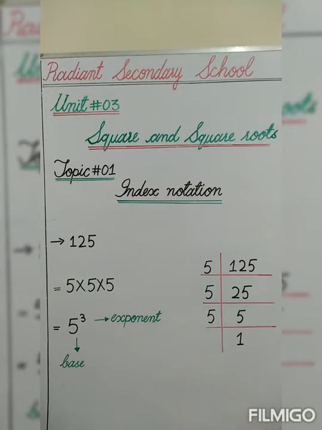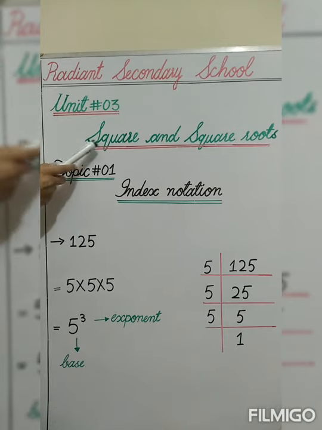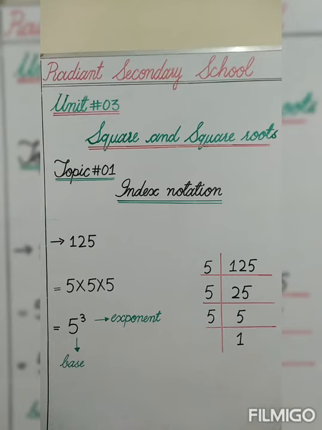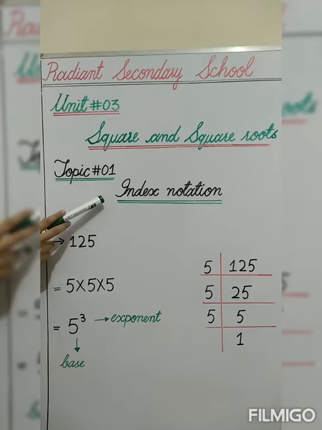Class, in today's lecture, we are going to start unit number 3, square and square roots. We will do exercise number 3.1. But before starting that exercise, first we'll cover some important topics that are relevant to exercise number 3.1. Now the first topic is index notation.